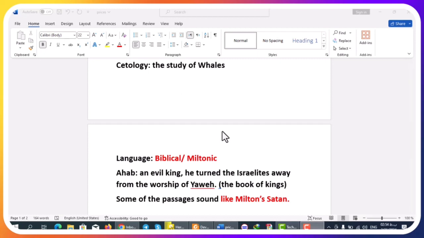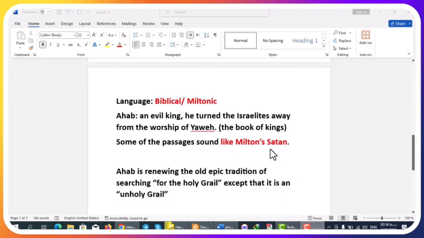I would say that it's biblical because Ahab, one of the main characters in this novel, or maybe the main character, along with Ishmael, is an evil king in the Book of Kings in the Old Testament, and there he turned all of the Israelites away from the worship of Yahweh. And that happens in the Book of Kings, and we know that Melville was deeply steeped in the tradition so that he was able to bring this character along. And some of the language of this novel, at least to my ear, sounds Miltonic, in its use of Satan's use of language in Milton's Paradise Lost.